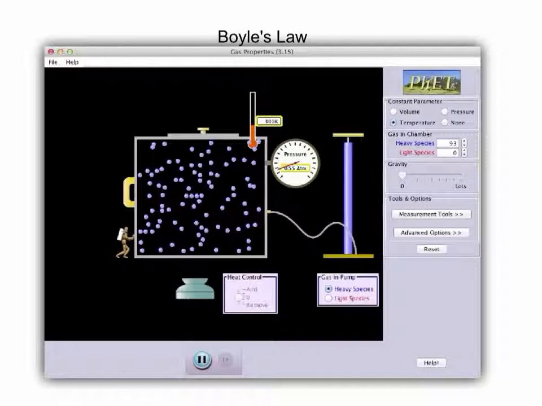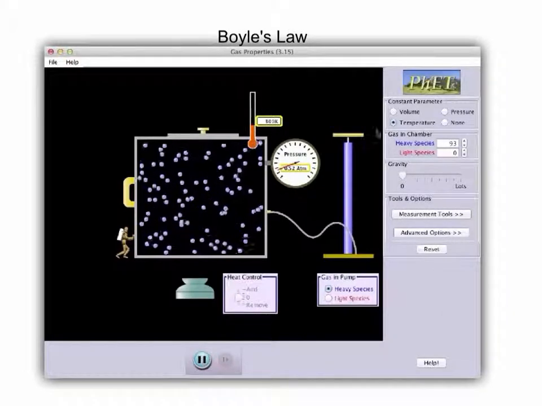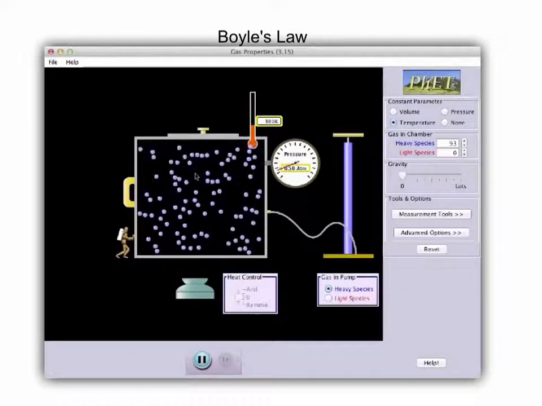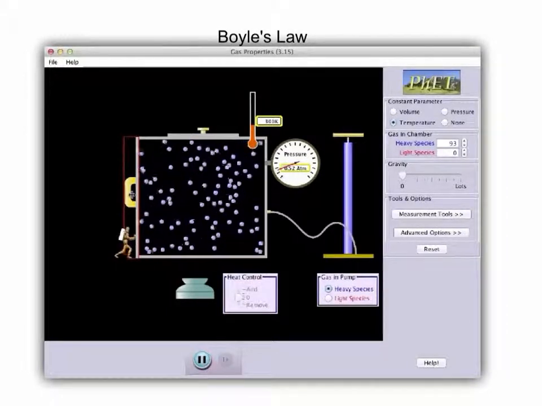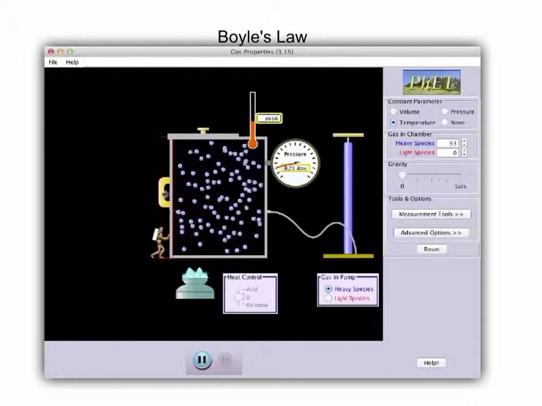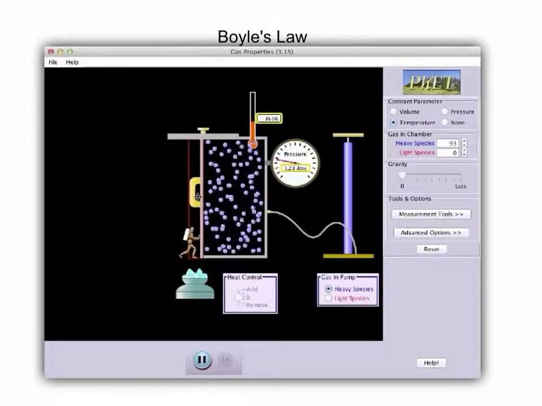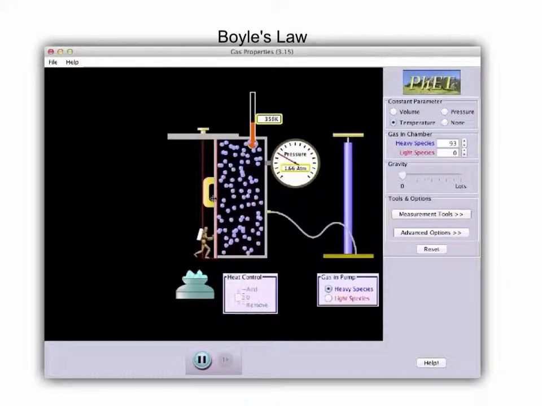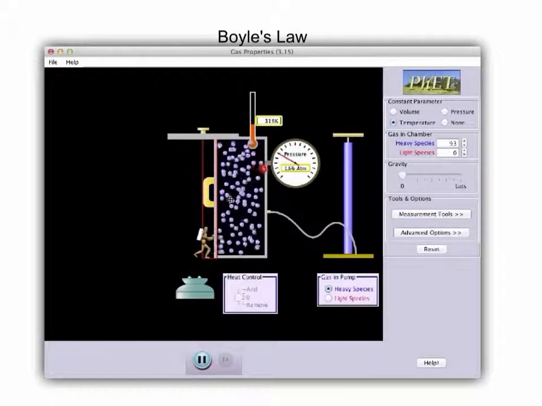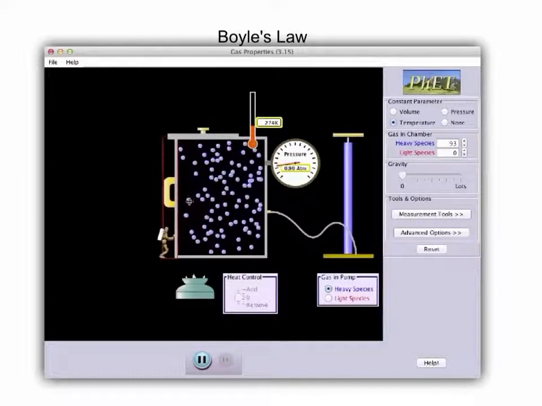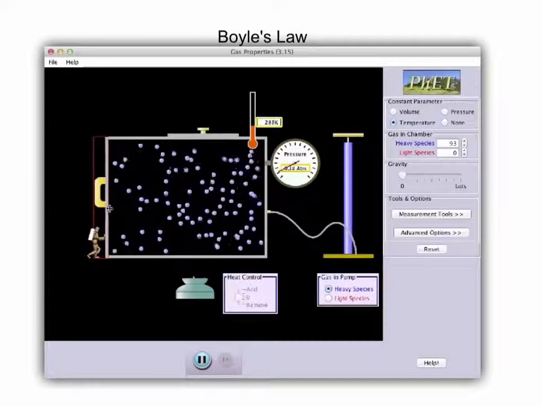In this simulation, let's watch what happens when we change the volume of the gas by looking at this pressure gauge. And we're going to hold temperature and amount of gas constant. So as we decrease the volume, it gets smaller. We notice that the pressure goes up. And this is because in a smaller container, the particles have to travel less distance to bounce into the walls of the container, and the more collisions there are, the higher the pressure.